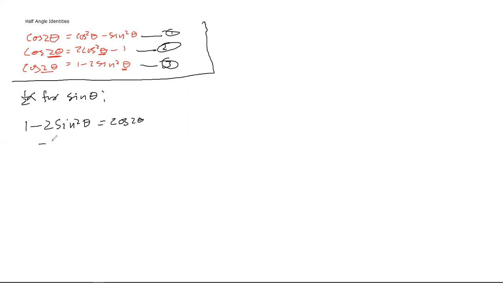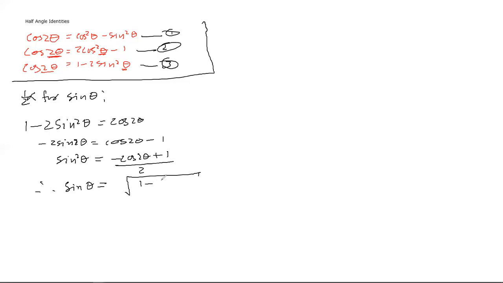So I'm going to have minus 2 sine squared theta is equal to cos 2 theta minus 1, and I'm going to divide by minus 2 on both sides. Then I have sine squared theta is equal to minus cos 2 theta plus 1, all over 2, because I divided by negative 2. So the sine of a half angle is actually plus or minus the square root of 1 minus cos 2 theta over 2. That's how easy it is.